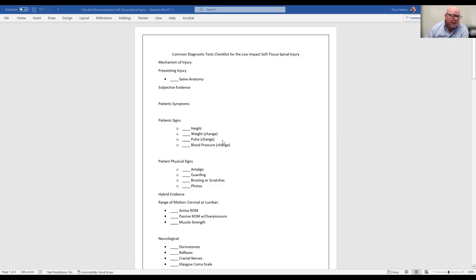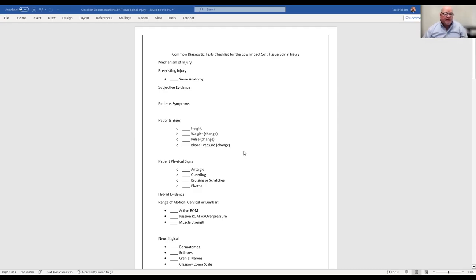But in MMI, are we going to see a pulse change? No. From the beginning, we may, again, it depends if you caught it right at the time of the accident. Same with blood pressure. And are those going to be significant findings in and among themselves? No. Are they going to be important secondary findings? Well, they're going to be important secondary findings, especially when you have multiple secondary findings.